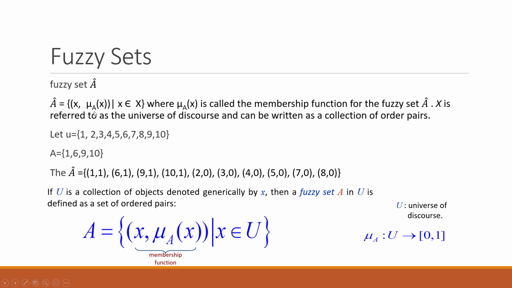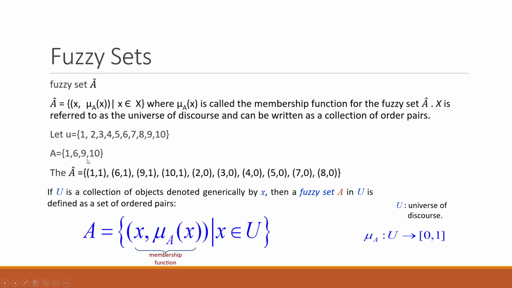Let's suppose, while discussing with a simple example so that you people understand what a membership function is, we have a set U which is 1, 2, 3, 4, 5, 6. So there are 10 elements in this set. A is a subset of this set U. And the elements are 1, 6, 9, 10.